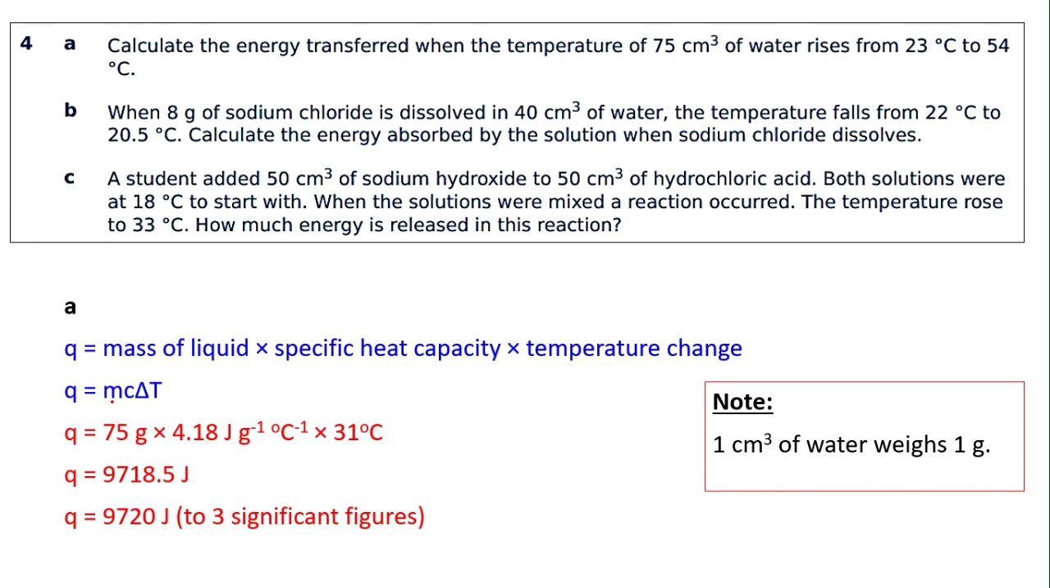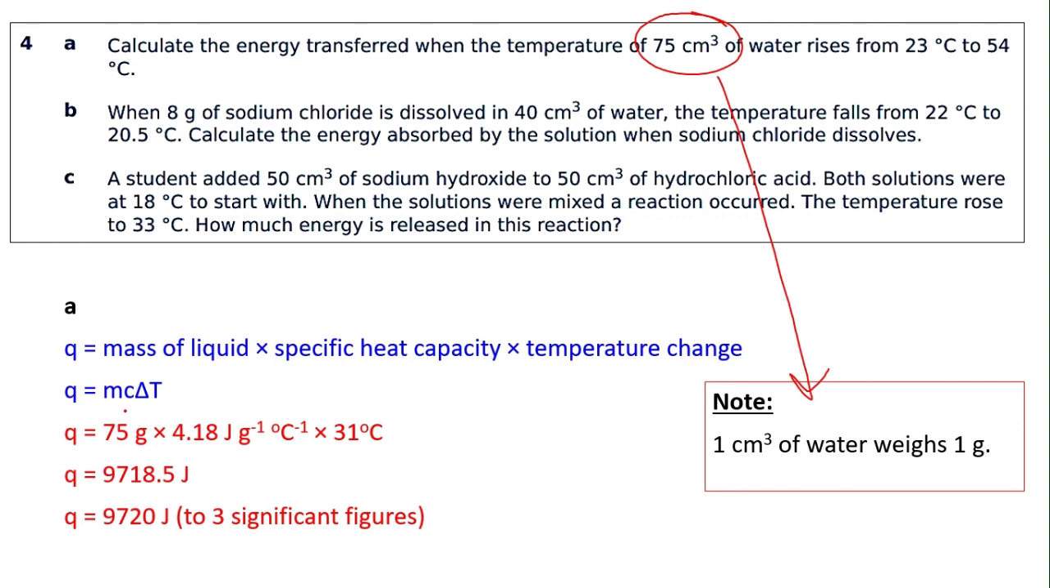Right now, in part A, the volume of the water is given as 75 cm cube. For this formula, we have an assumption that 1 cm cube of water is equal to 1 gram in weight. So if we have 75 cm cube of water, it will be equal to 75 grams. So in place of the mass, we can write 75 grams.